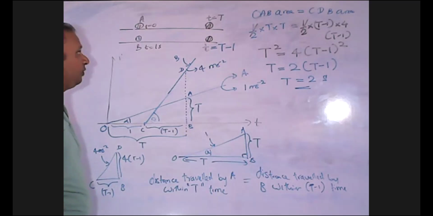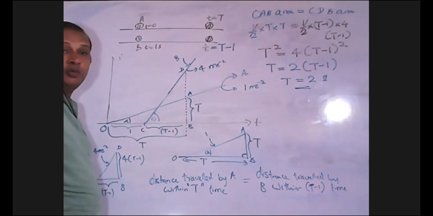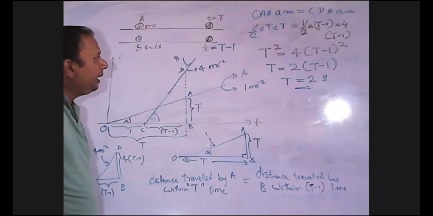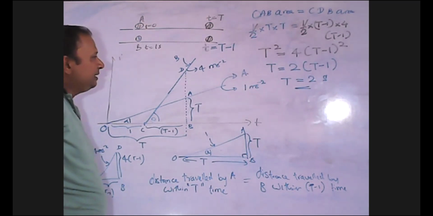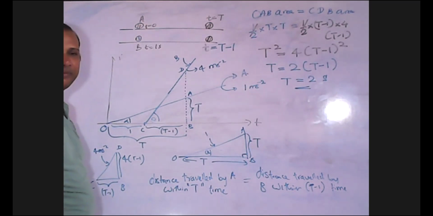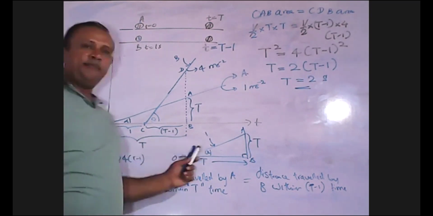If T is equal to 2 seconds, you can apply that to that equation. So 2 into 2 means 4 meters. Within 4 meters, B will pass A. Okay, did you get my point?